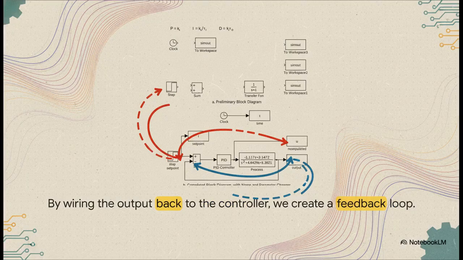And here's what that actually looks like. In our model, we take the output of our reactor, the real result, and we feed it back to be compared with our original command. The difference between those two, the error, is then fed into our PID controller, which then adjusts the input to the reactor. And with that, we have officially closed the loop.